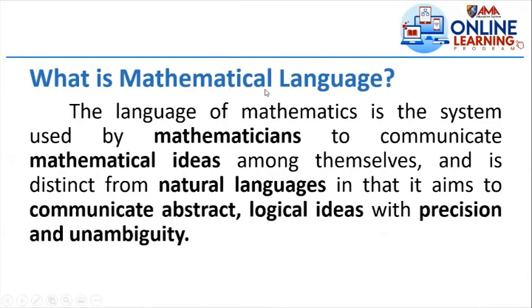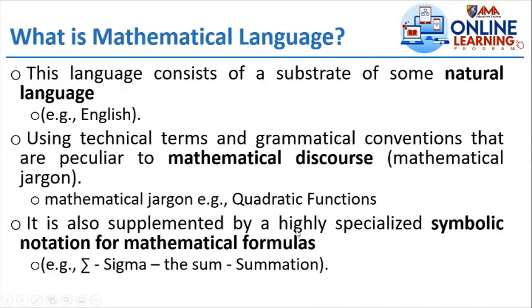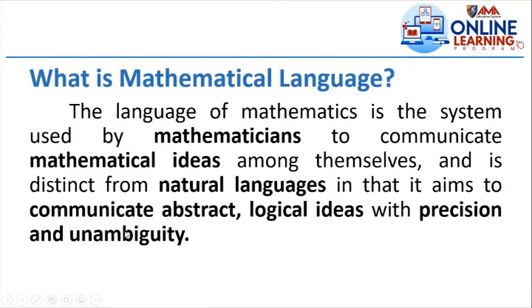So now, what is mathematical language? It is the system used by mathematicians to communicate mathematical ideas among themselves and is distinct from natural languages in that it aims to communicate abstract, logical ideas with precision and unambiguity. Though this is widely used by mathematicians, we use it as ordinary people. Yan, yun yung ginagamit natin.